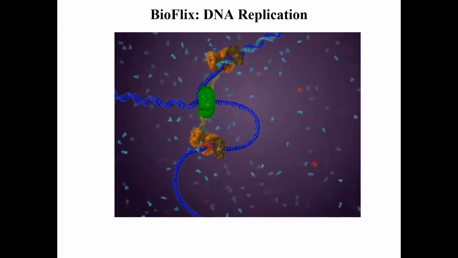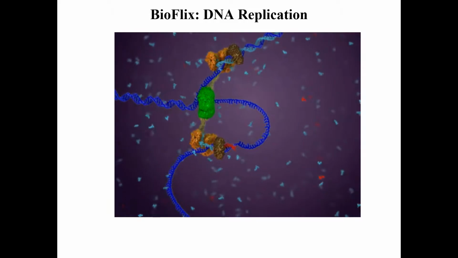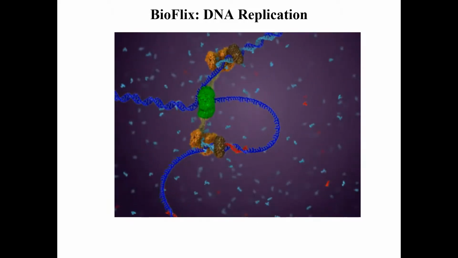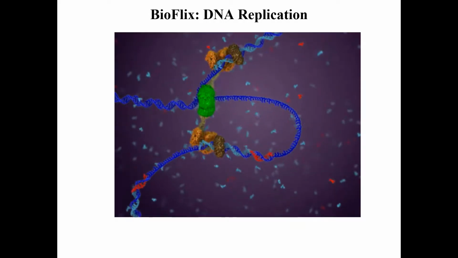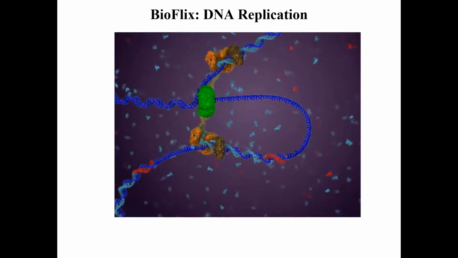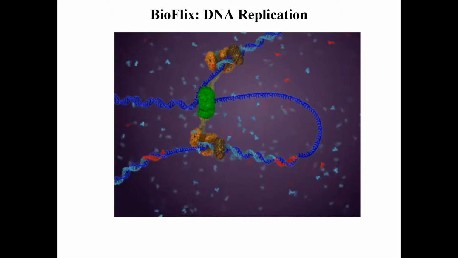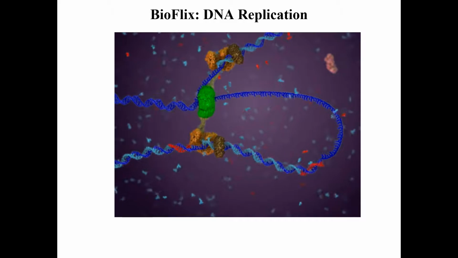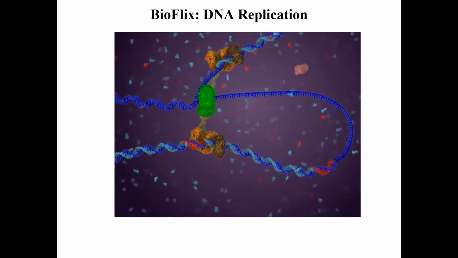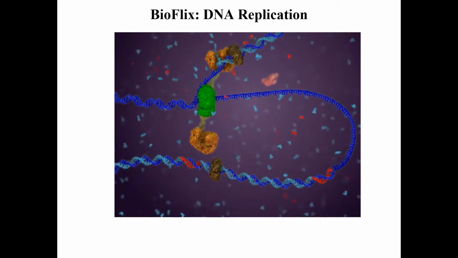Many proteins work together at the replication fork. Only some are shown. Here, the DNA is unwound, and DNA polymerases, shown in orange, build new strands of DNA. Original parental DNA strands are shown in dark blue. Newly formed DNA strands are shown in light blue.